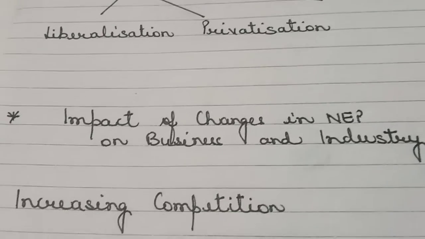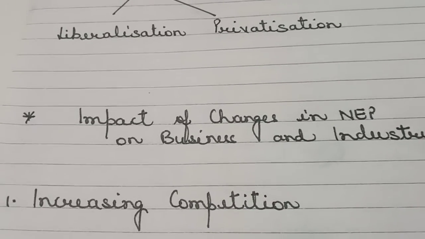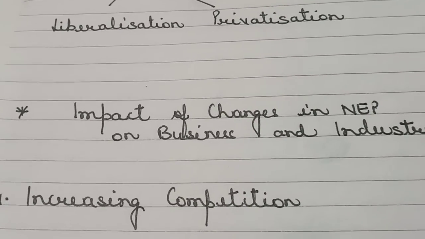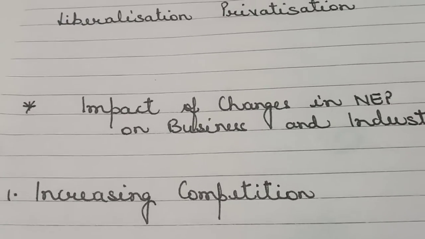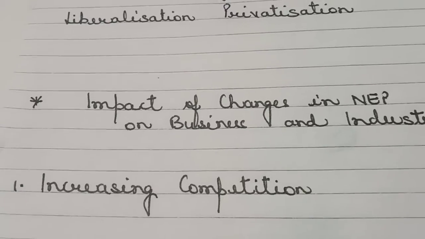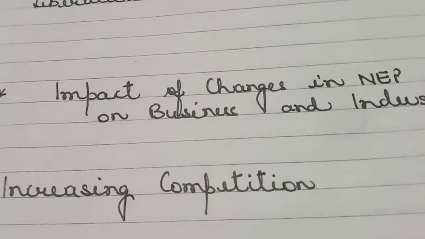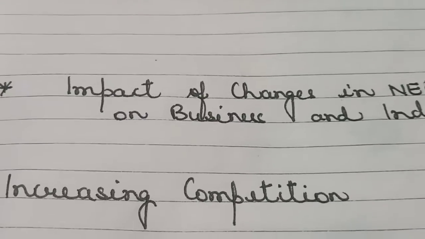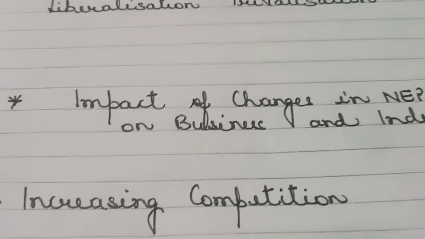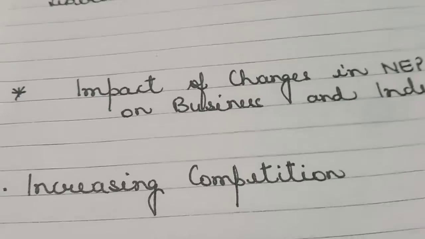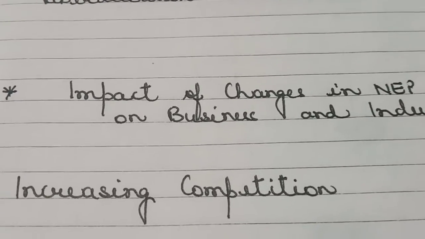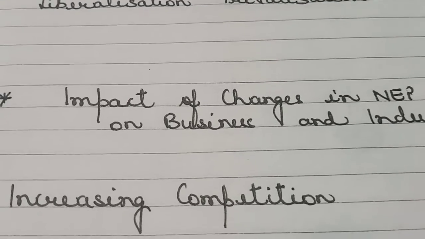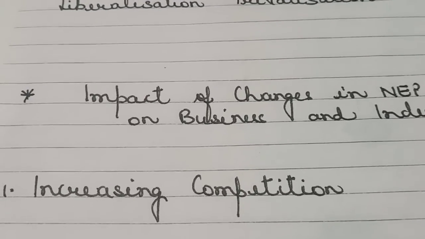The first impact of the change that was made to the new economic policy 1991 was that there was a tremendous increase in competition. So children, after the new economic policy 1991, our Indian firms, our Indian companies, had to face all-round competition. Now, what is all-round competition? All-round competition refers to competition from the internal market. They were already facing that, right?